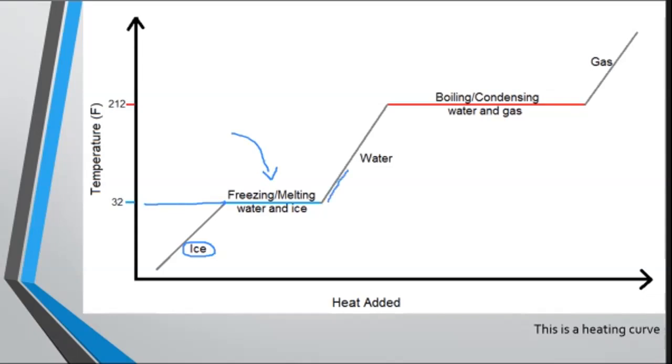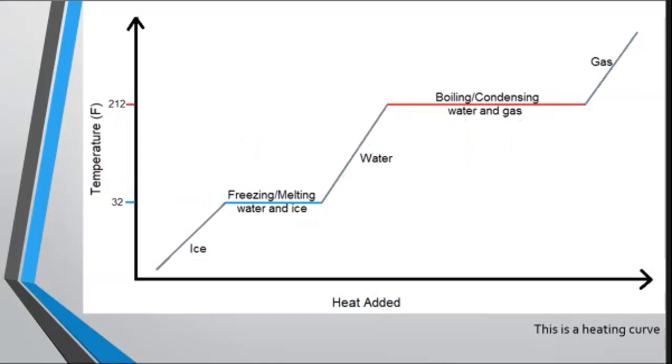So when it's all water, the temperature now begins to rise. As the temperature rises, again, the temperature stops rising as the water begins to be converted to gas. So you have some water and some gas particles. The point where all the water is converted to gas is your boiling point. And therefore we have gas alone. So the temperature begins to increase again.